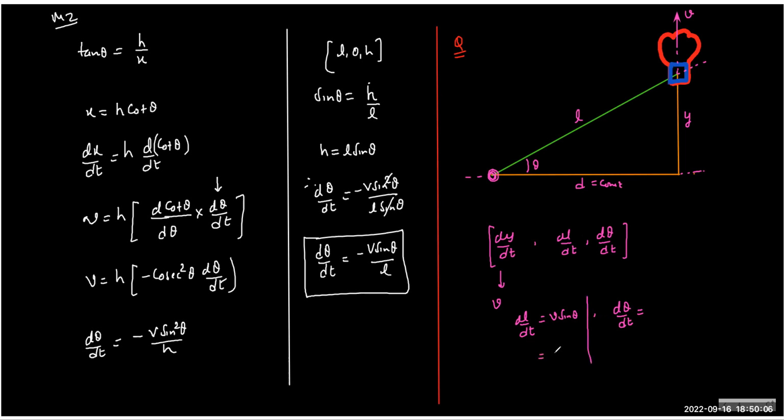And sin theta we can write as y by L. There are many ways of writing. And what is d theta by dt? V cos square theta by d. It is v cos theta.